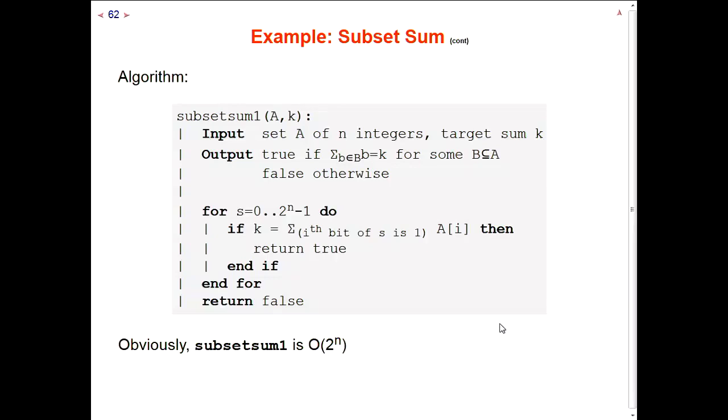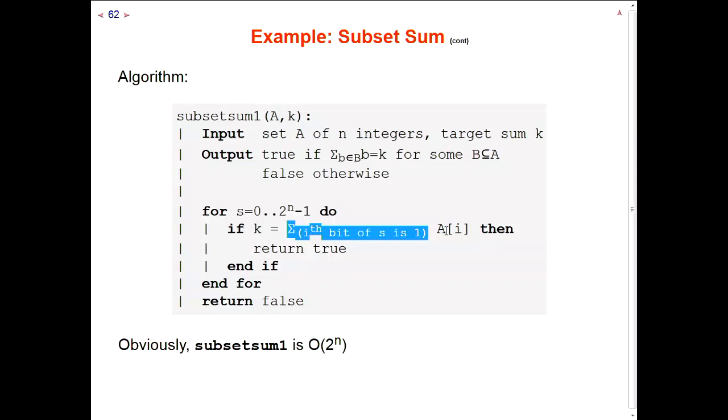I'm running a loop, just a single loop, from 0 to 2 to the power of n minus 1. If I have 4 numbers, then I have to run from 0 to 15, from 0, 0, 0, 0 binary to 1, 1, 1, 1 binary. If I sum up all the elements in my array a_i for which the ith bit of my running variable is set to 1, then I'm selecting exactly those elements in the array that I want to sum up. And if that gives me the number k that I'm looking for, then I found a solution.